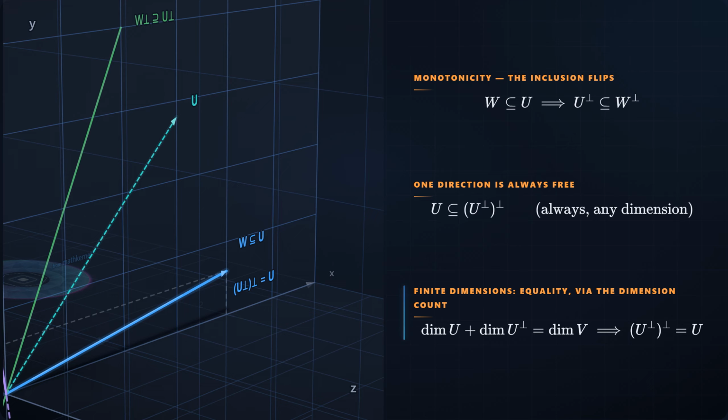Dimension of U plus dimension of U perp equals dimension of the whole space. And in infinite dimensions that count can fail, so you only keep the one-way inclusion. So, shrink the subspace and the complement grows, and in finite dimensions complementing twice is the identity. The dimensions leave no room for anything else.